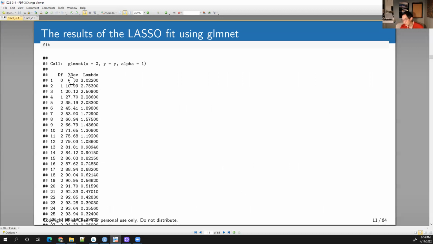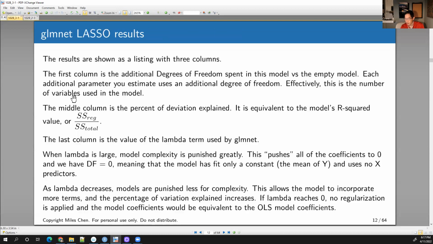As soon as you include one of the variables, you're going to be able to explain some of the variation. So df 1 just means we're including one variable only, but remember with lasso, we shrink that coefficient. So if we include one variable but shrink the coefficient, it's only able to explain 10.99%. As we allow it to get bigger and bigger, we can explain a little bit more of the sum of squares total.